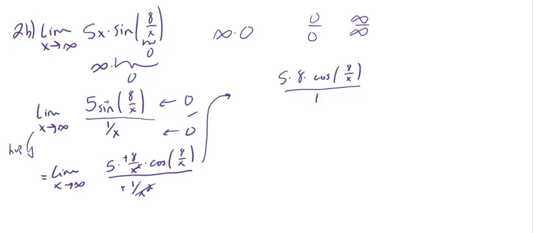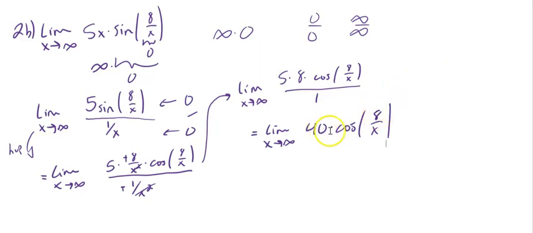And I need to make sure I carry my limit notation, as you should as well. So x goes to infinity. And look, I don't even really have a fraction anymore, because anything divided by 1 is just itself. So I can take 5 times 8, that's 40. That is the limit as x goes to infinity of 40 times the cosine of 8 over x.